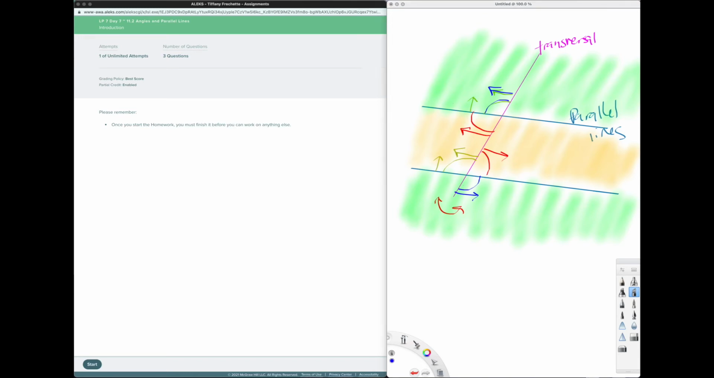All right, welcome to Chapter 11, Section 2, called Angles and Parallel Lines. This is for Integrated Math 1. So a couple things you're going to see on your screen. Before we get started here, the first thing should be a due date.